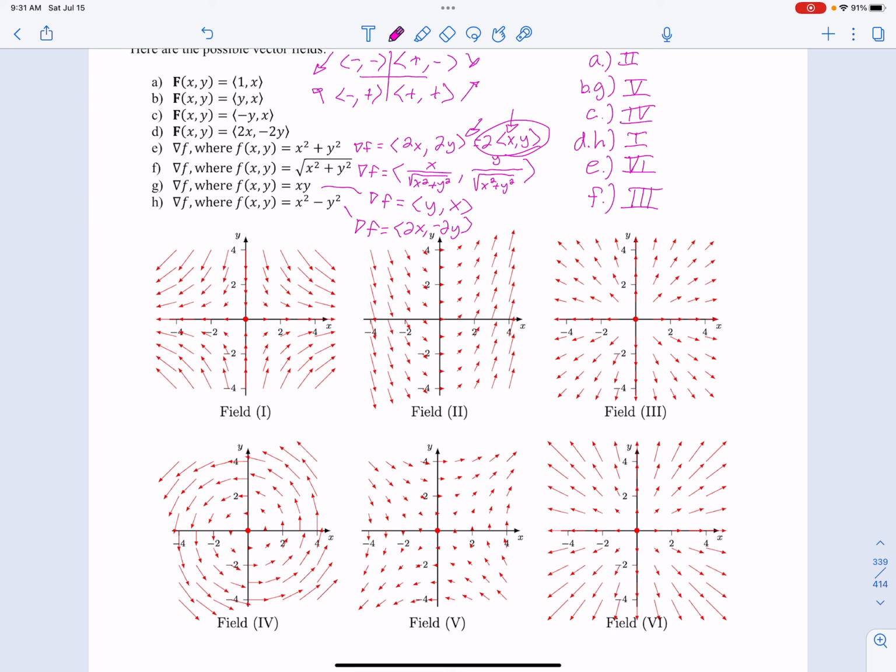This makes sense. It's radial, goes out away. The square root of x squared plus y squared is a magnitude, which means we're making a unit vector. If you look at all the vectors in field 3, they look like unit vectors. They're all the same size. Definitely not 6, where 6 is getting bigger as we're going out. I think I may have called that 4 just a second ago. Forgive me. Roman numerals, I don't know why we're still using them, but they work.